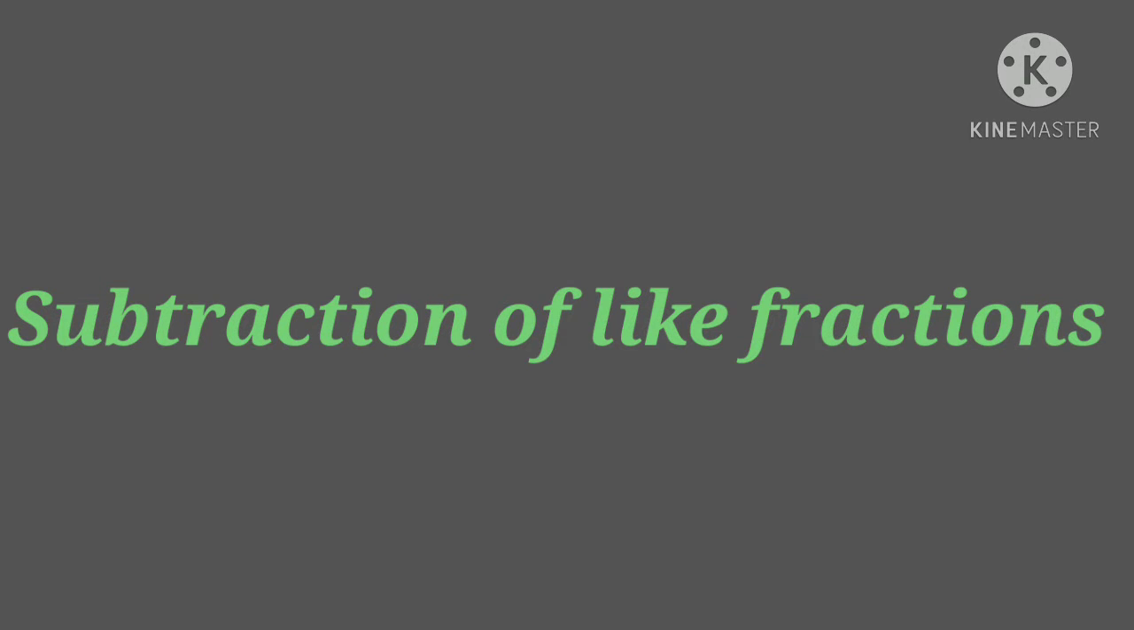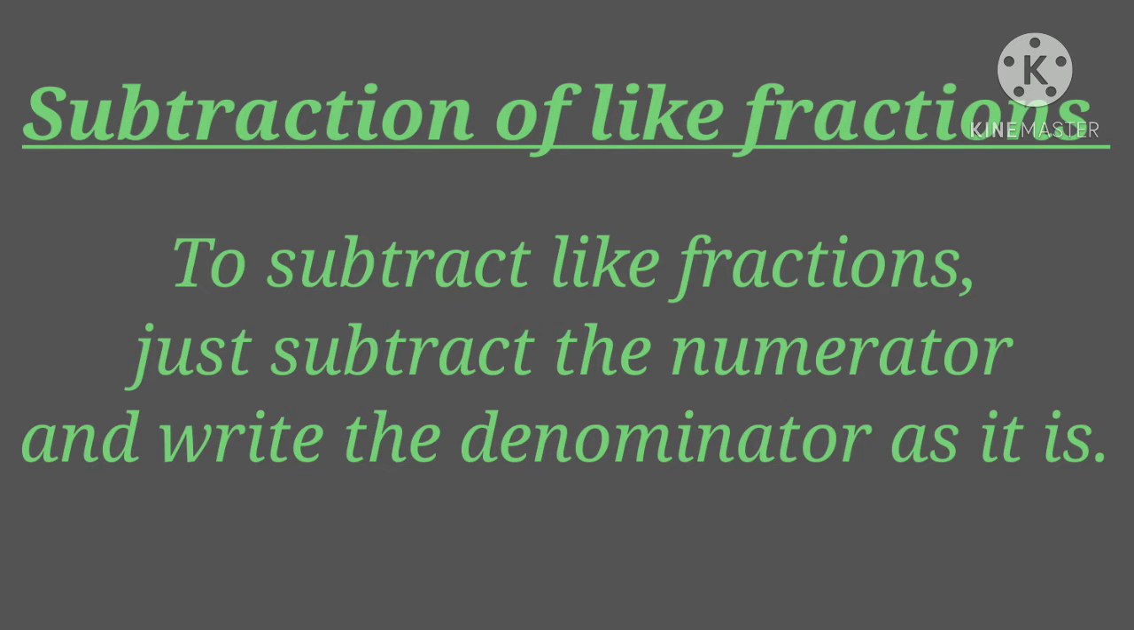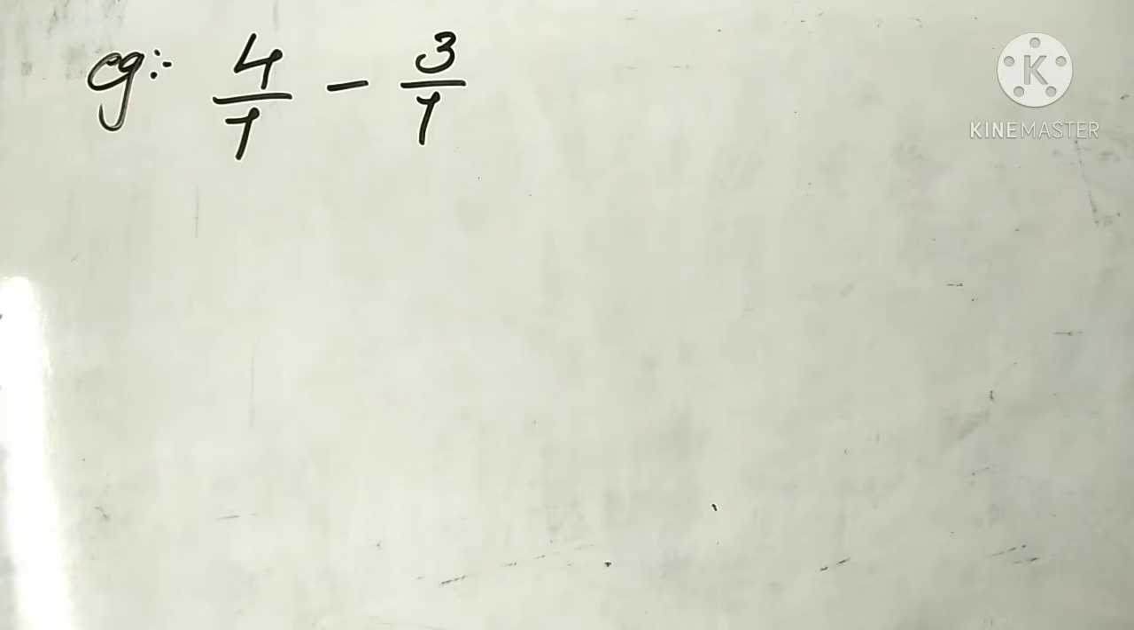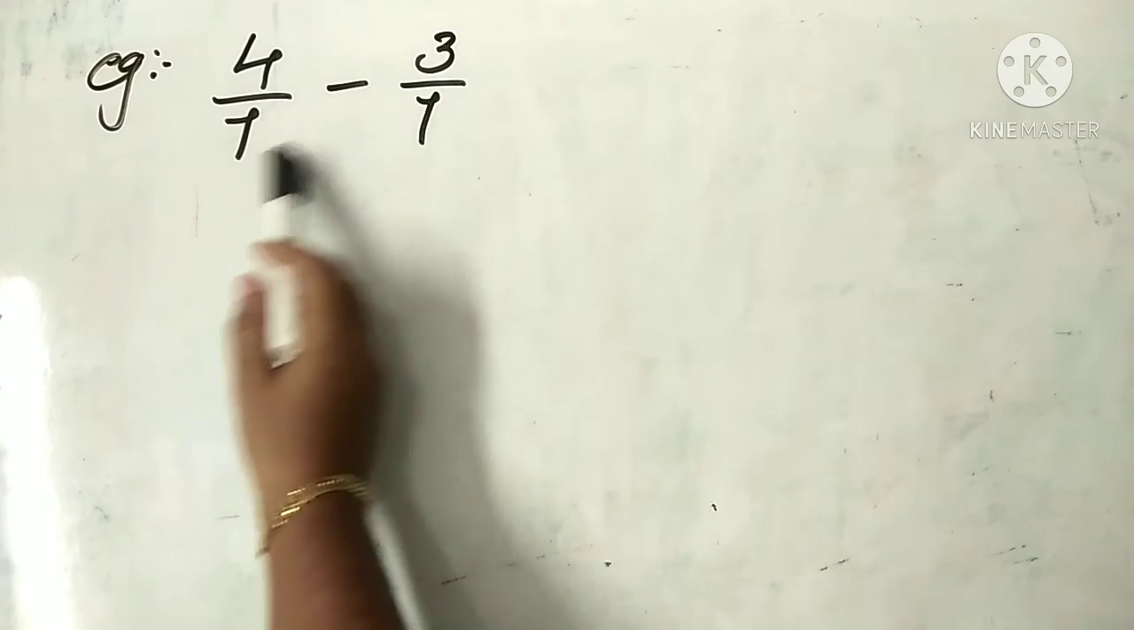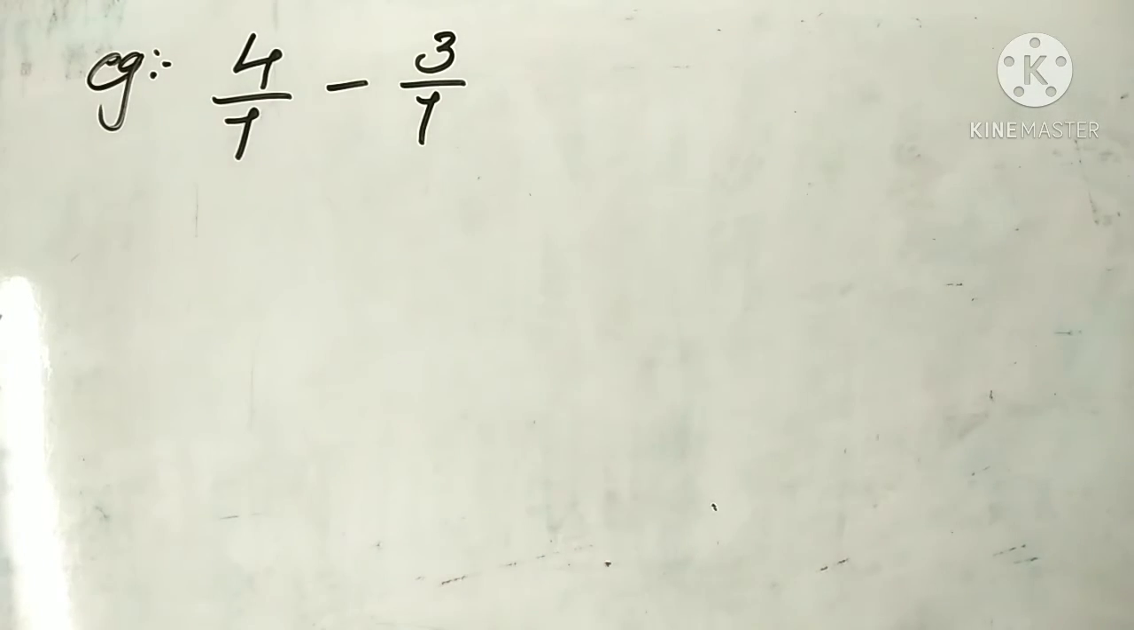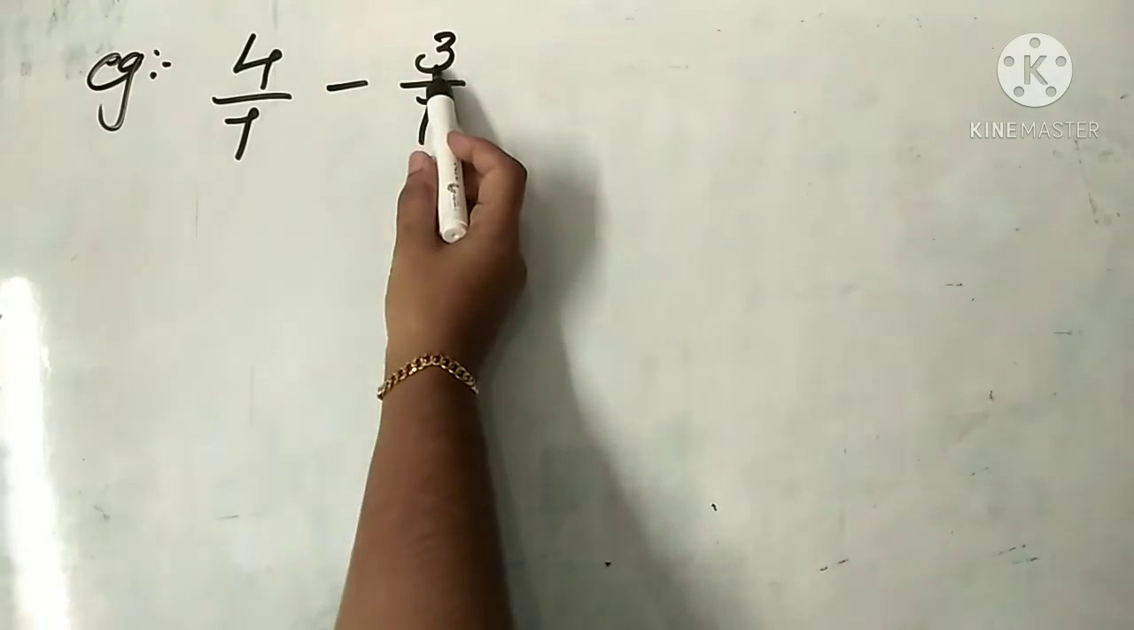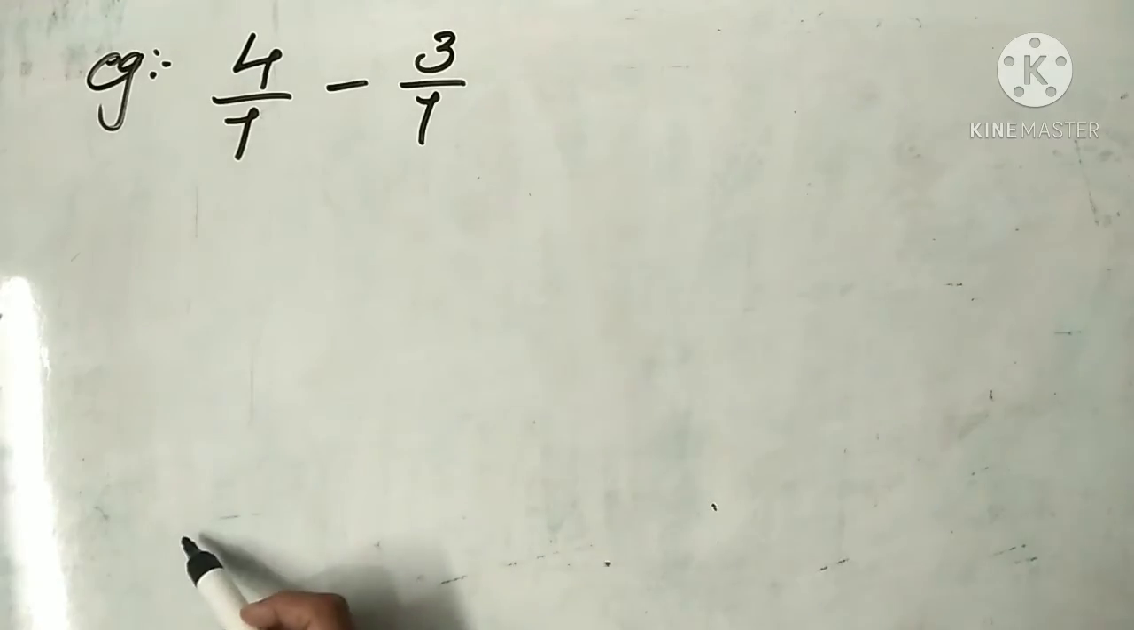Next topic, subtraction of like fractions. To subtract like fractions, just subtract the numerators and write the denominator as it is. Example, 4 by 7 minus 3 by 7. 4 by 7 and 3 by 7 are like fractions since they have the same denominator.